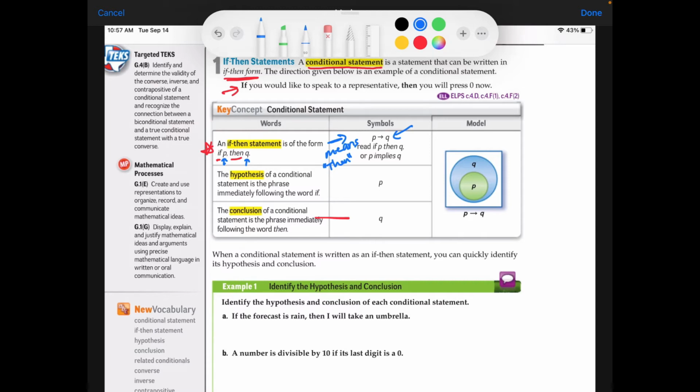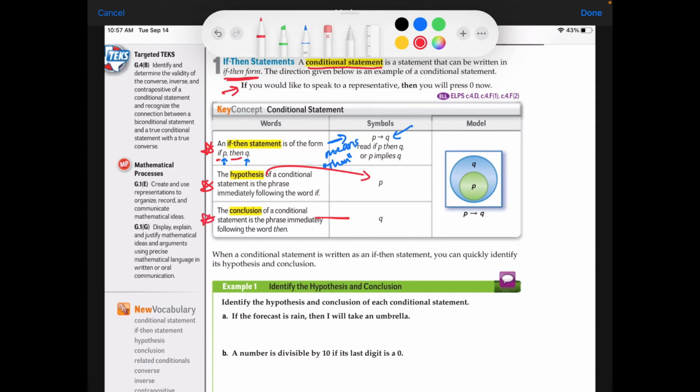Now, the letter P is what we call the hypothesis. Sorry, I can't talk today. Hypothesis. So everything after the word if is the hypothesis. So if you say, if I sleep in class, that would be hypothetical, right? Hypothetically, let's say that you sleep in class. That would be the hypothesis after the word if.